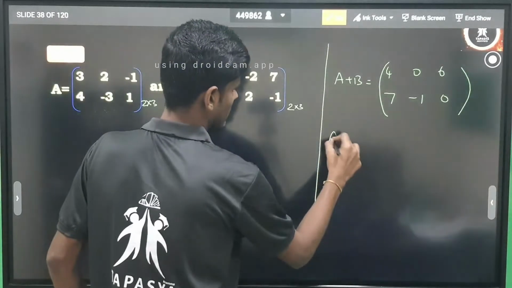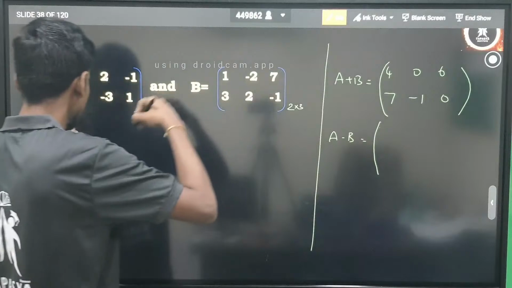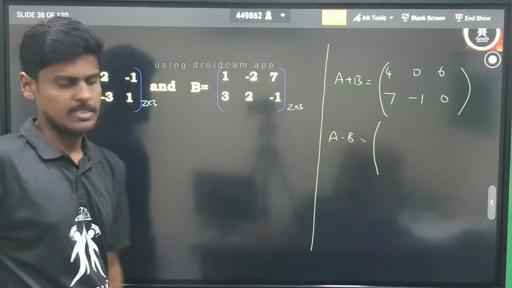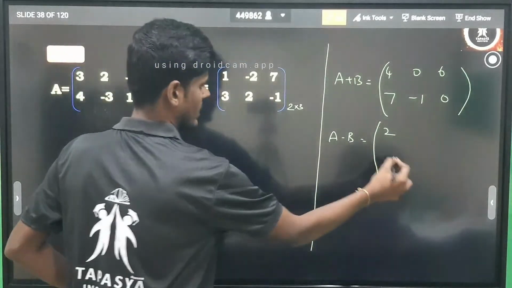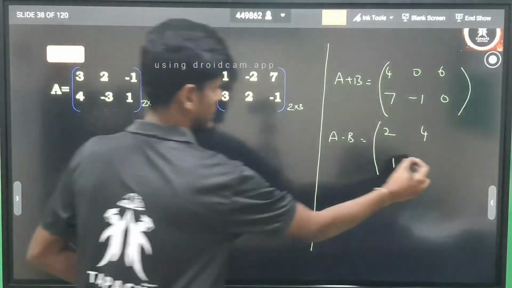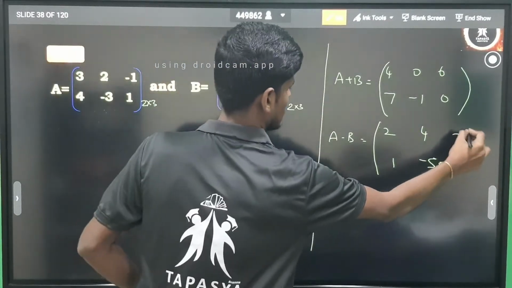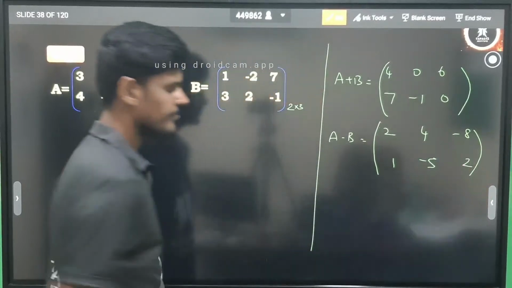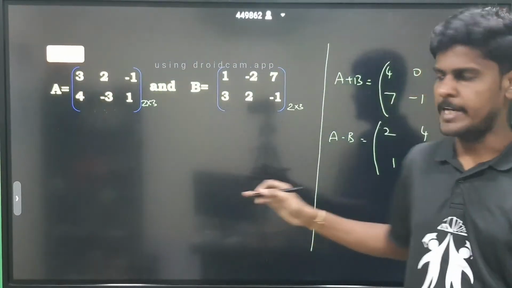Next, what will be A minus B? Again, this is nothing but Aij minus Bij. As simple as that. Just subtract the corresponding elements. 3 minus 1, 2. 4 minus 3, 1. 2 plus 2, 4. Minus 3 minus 2, minus 5. Minus 1 minus 7, minus 8. 1 plus 1, 2. This is A minus B. This is how we should find it.